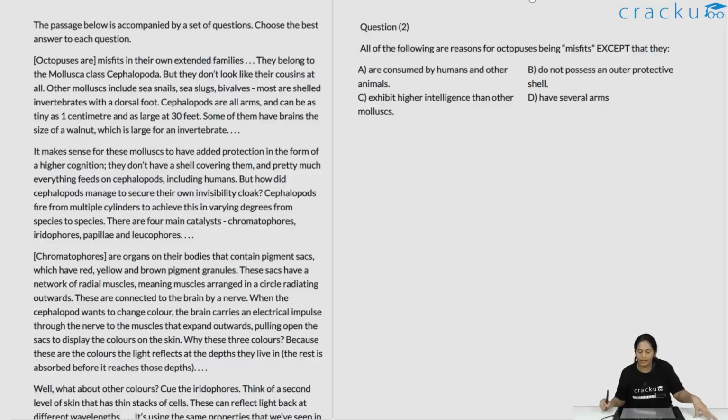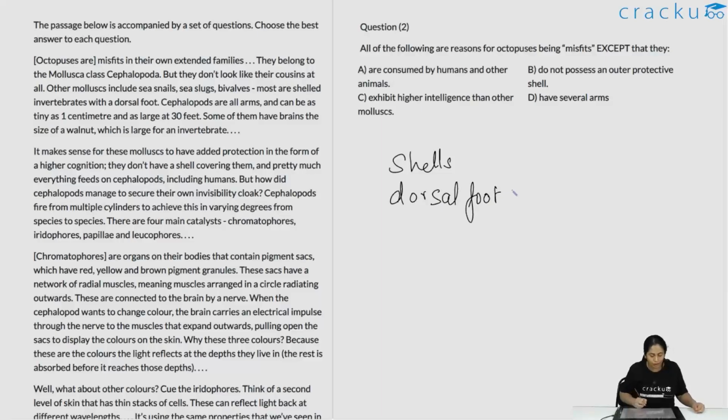All of the following are reasons for octopuses being misfits except that they are. So the examples or reasons why they are misfits are given over here. They don't look like their cousins at all. The other cousins, the other mollusks, have shells. So shells is one of the reasons why they are different. Other mollusks have a dorsal foot while octopuses do not.